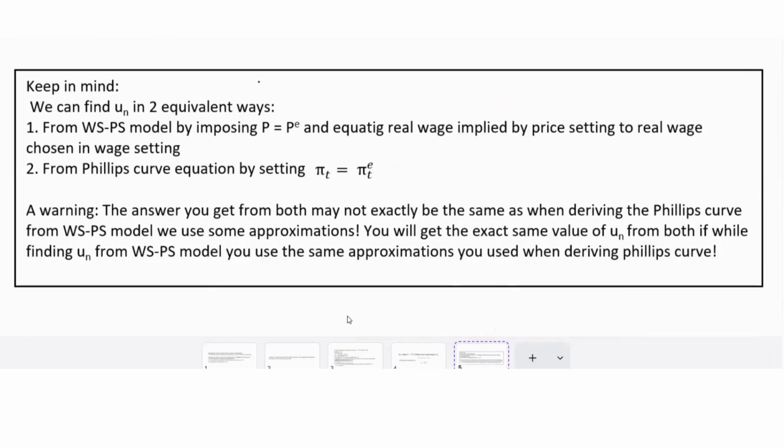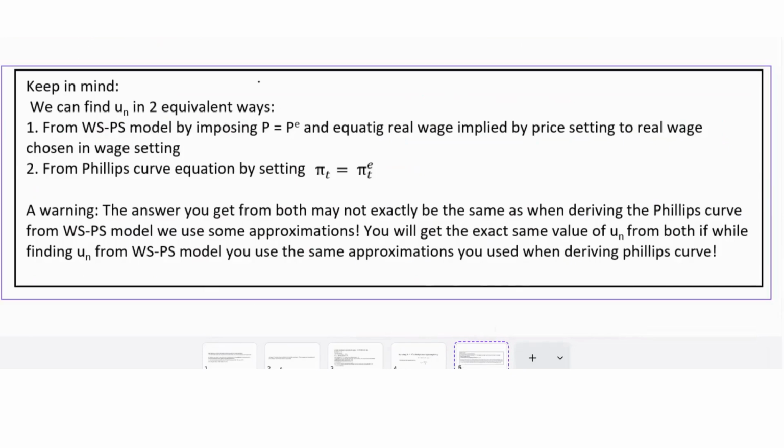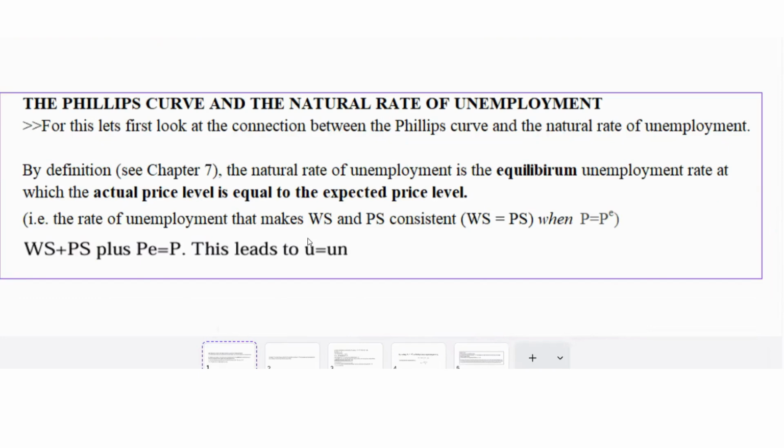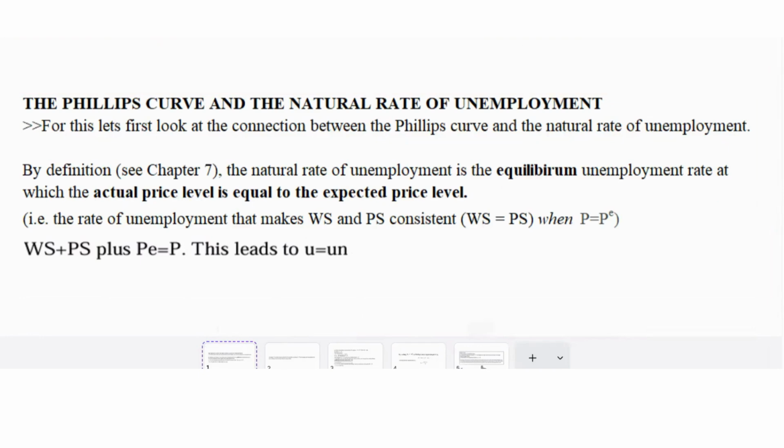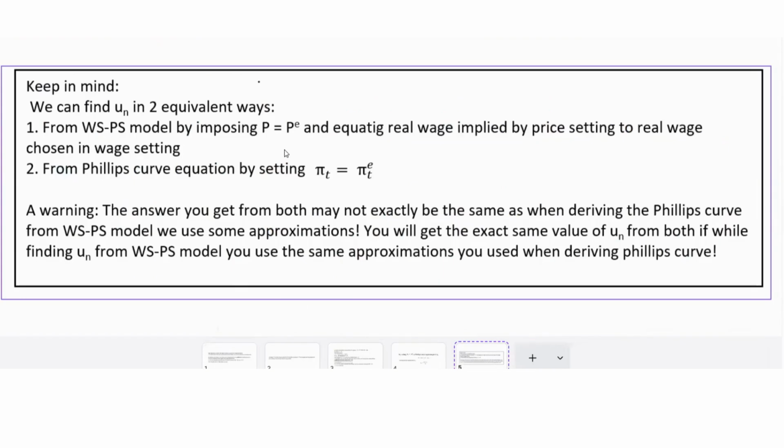The key thing to remember is that we can find UN in two equivalent ways. Remember what UN is: it's the equilibrium unemployment rate at which P equals PE, the rate that makes WS and PS consistent when P equals PE. One, as in chapter 7, from the WSPS model by imposing P equals PE and equating the real wage implied by price setting to the real wage chosen in wage setting. And two, from the Phillips curve equation by setting pi t equal to pi e t.